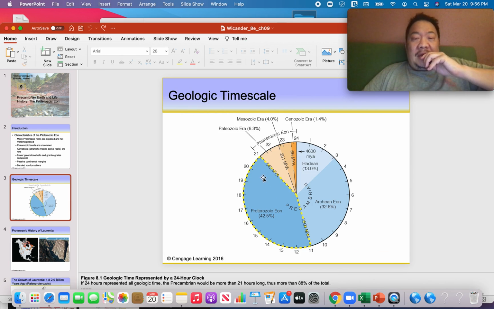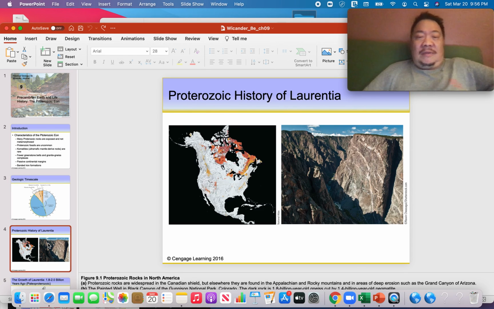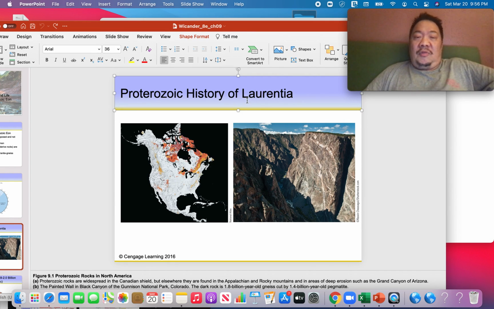Here's the Proterozoic Eon here. Notice that we're going to be spending the whole rest of the semester on this Phanerozoic Eon from 542 million years ago to now. But let's first talk about the Proterozoic. And the first word you need to learn when you're talking about the Proterozoic is a word you've probably never heard of before, Laurentia. What does Laurentia mean? Laurentia is the name for ancient North America.